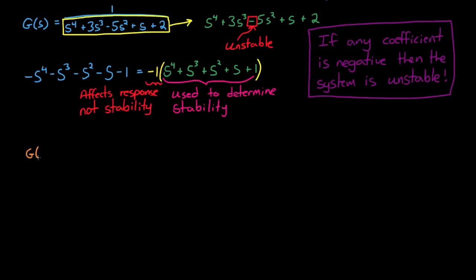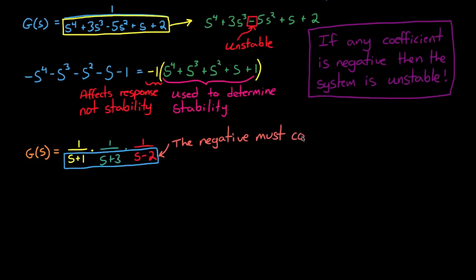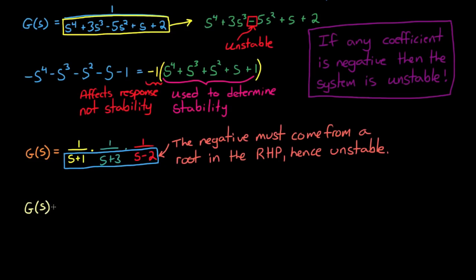Let me explain why. If you build up a transfer function with a series of poles, then the only way to get a negative coefficient is to have at least one pole exist in the right half plane. If all you have are roots in the left half plane, then you only have positive values in the characteristic equation, and there's no way to get a negative coefficient out of that. So if you have a characteristic equation with at least one negative coefficient, then you can instantly state that that system is unstable without having to go through the process of filling out the Routh array.